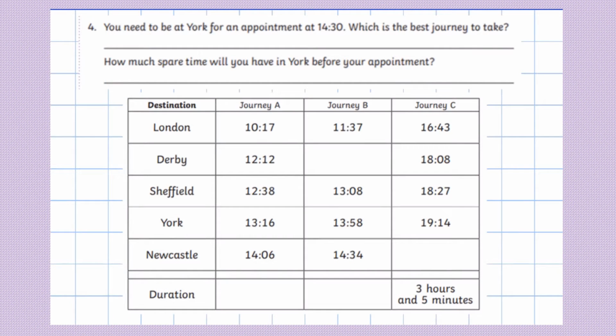Right, so you've got an appointment at 14:30 and you need to be in York. So here is York. You've got to be in for 14:30. Well, 13:16, probably a little bit too early. You don't need to be that because that's nearly an hour before, not quite an hour before. But this one gets you 13:58. Okay, so that is 2 minutes to 2. Okay, so it's going to be journey B that you need to go on.